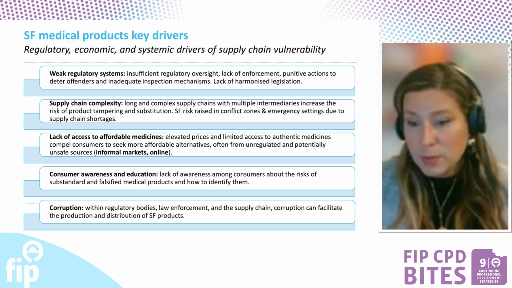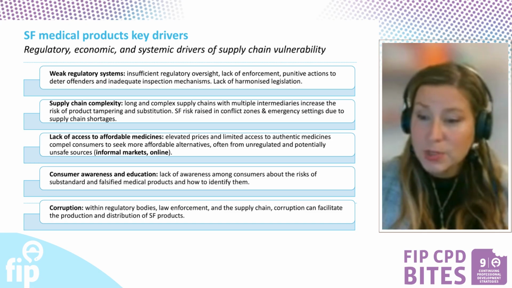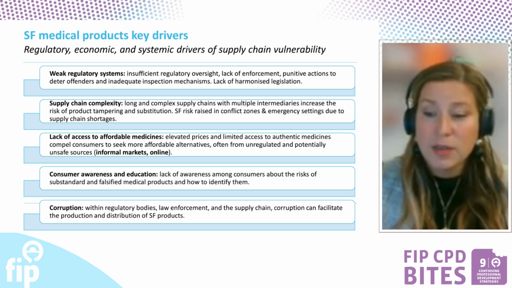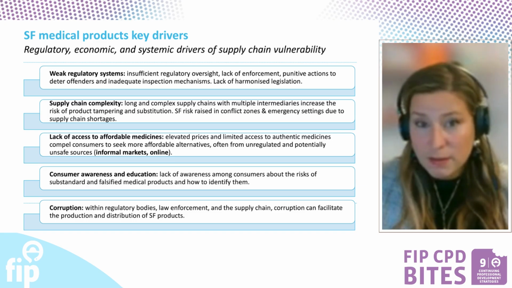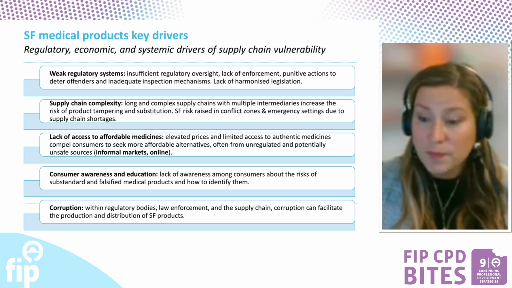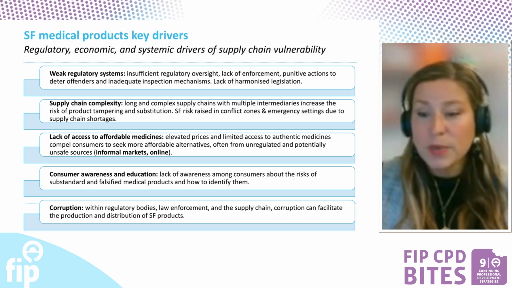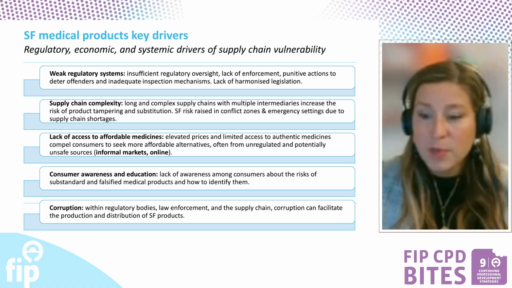Finally, corruption across the pharmaceutical value chain exacerbates these channels. Transparency International, which is an NGO, identified corruption in procurement, inspection, and customs processes as a major facilitator of substandard and falsified product circulation, further undermining public trust in health institutions. Collectively, these interlocking factors, regulatory fragility, supply chain complexity, inequitable access, low consumer awareness, as well as systemic corruption, form a permissive ecosystem for the production and distribution of substandard and falsified medical products.